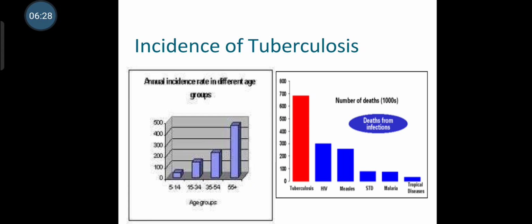Then, the number of deaths as compared to other kinds of infection: it is indicated here that tuberculosis shows more deaths compared to other infections like HIV, measles, sexually transmitted disease, malaria, and tropical disease. So here you can see that tuberculosis is causing more deaths as compared to the other infections.